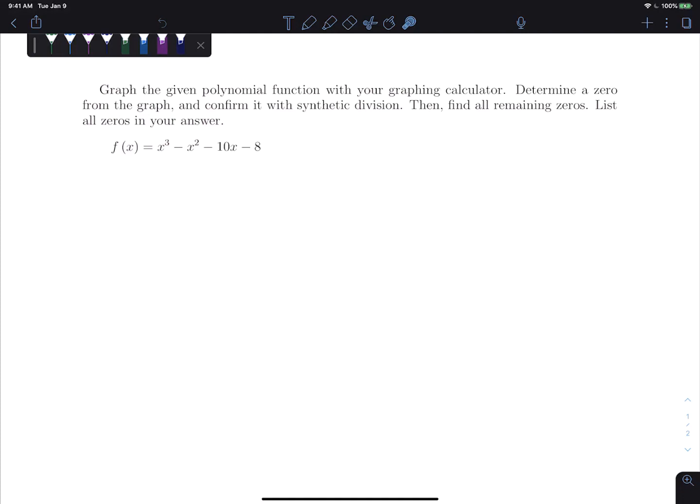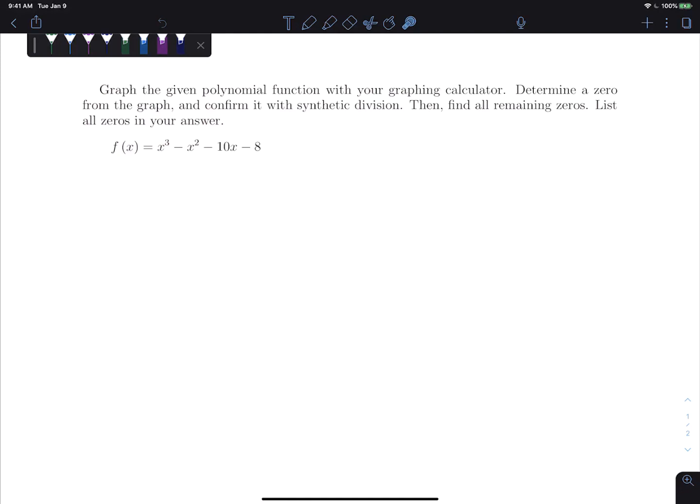So we want to graph the given polynomial function with your graphing calculator, then determine a zero from the graph and confirm it with synthetic division. Then find all remaining zeros. List all zeros in your answer. Okay, so here we have f of x equals x cubed minus x squared minus 10x minus 8.